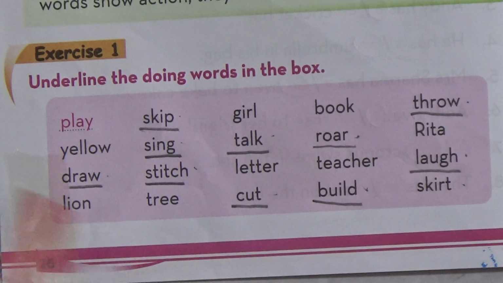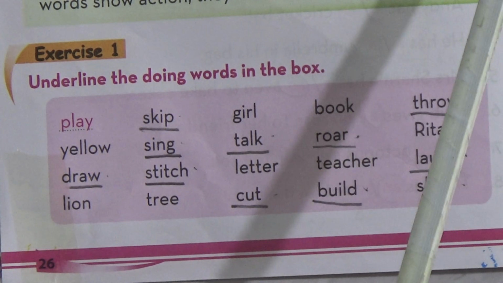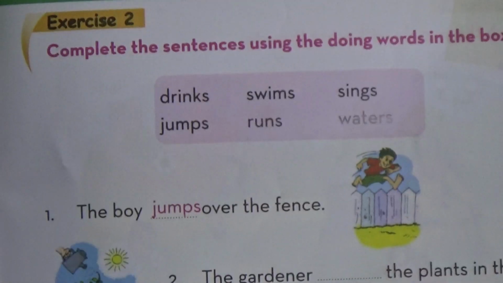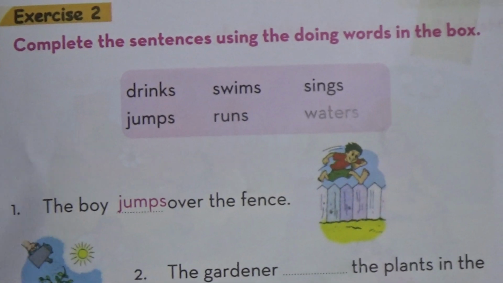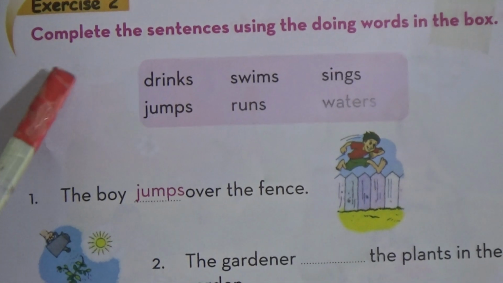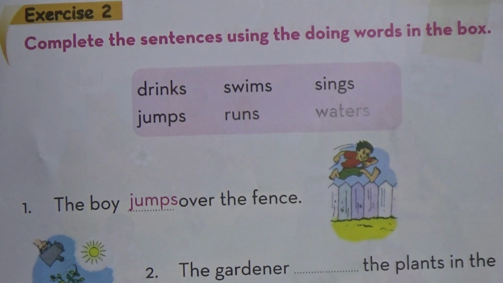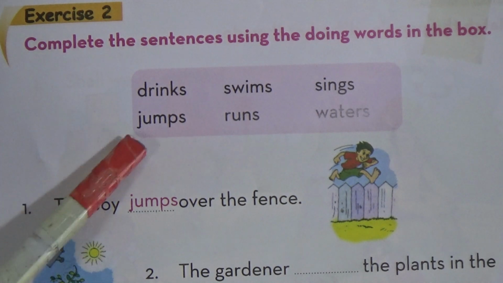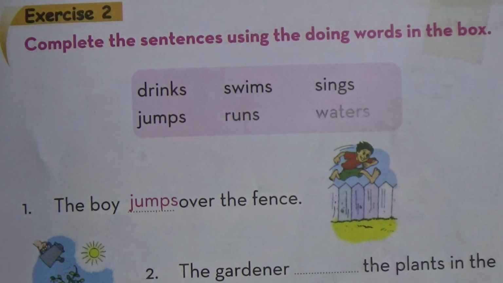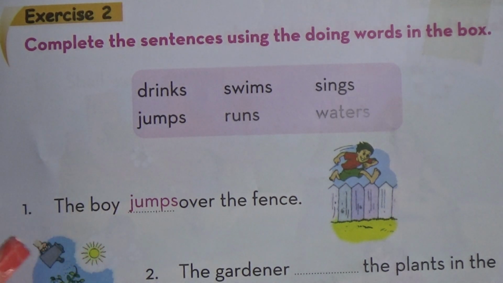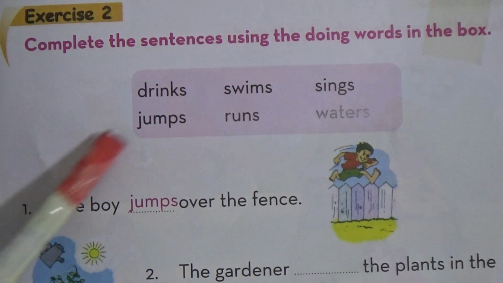Okay? Dear friends, now we will do exercise 2. What is written here? In exercise 2, it is written: complete the sentences using the doing words in the box. That means we have to complete these gaps with the doing words from the box. Dear students, then we need to know what these words are.